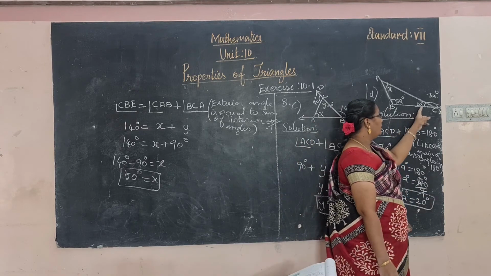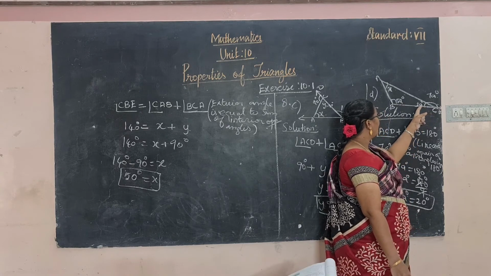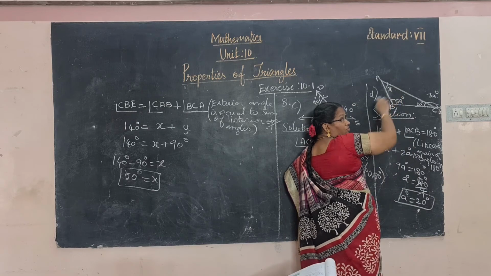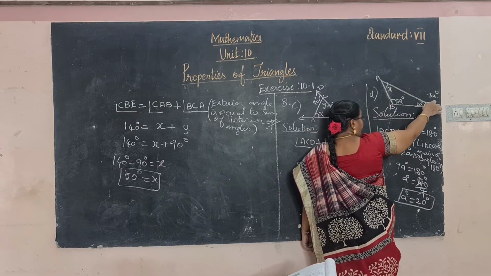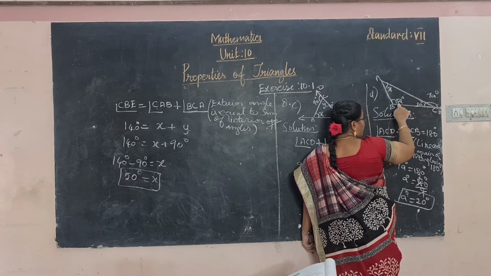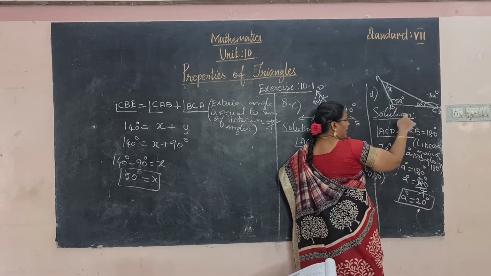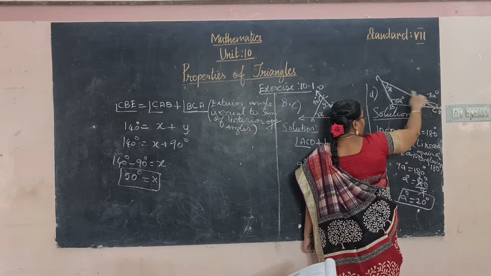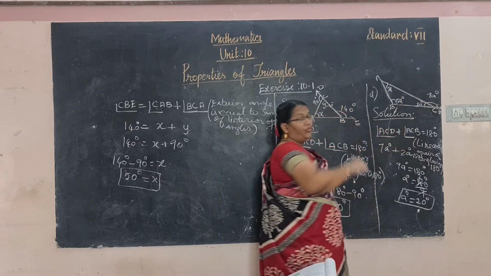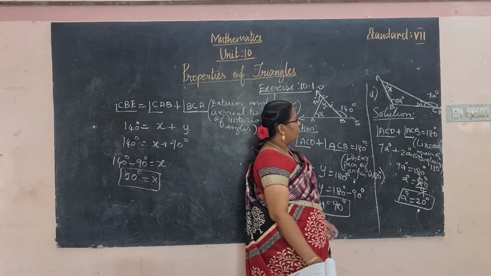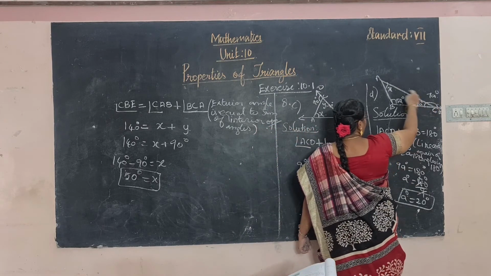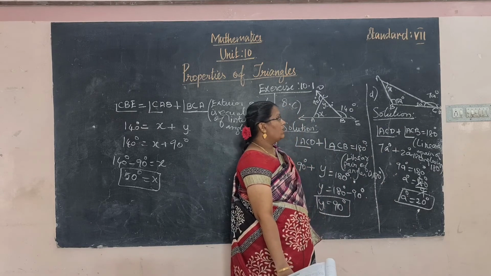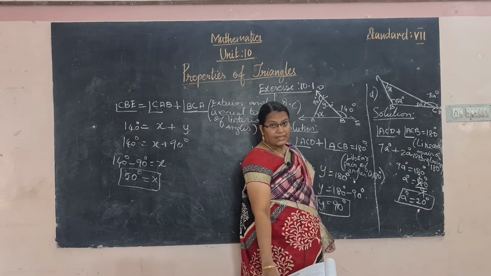Now we have found the value of A. We want to find the value of X. So now we apply this value of A to this angle, because these two angles are the exterior angle of the sum of interior angles. The exterior angle is equal to the sum of the interior opposite angles. These two angles are interior angles to the exterior angle.